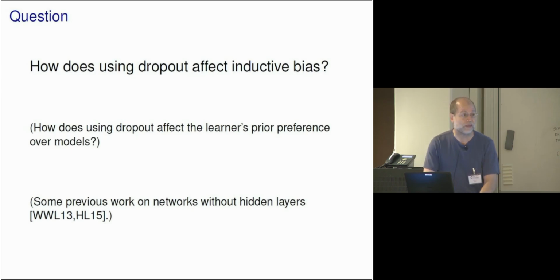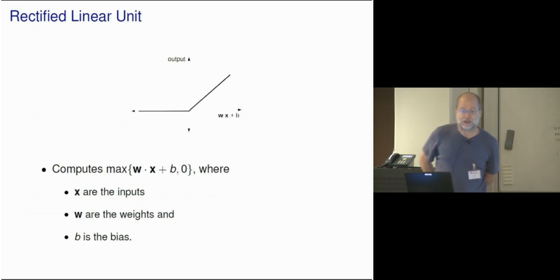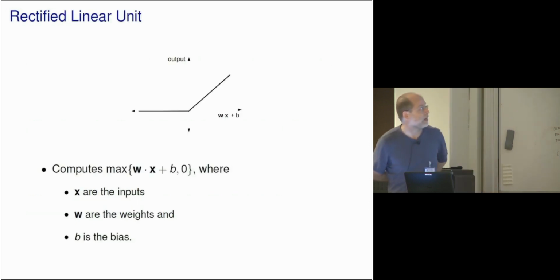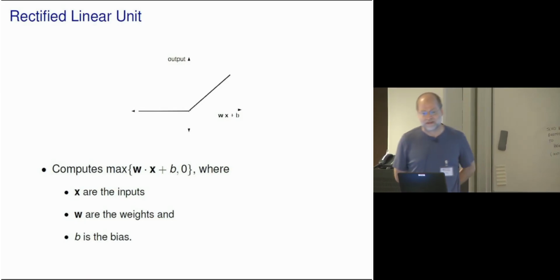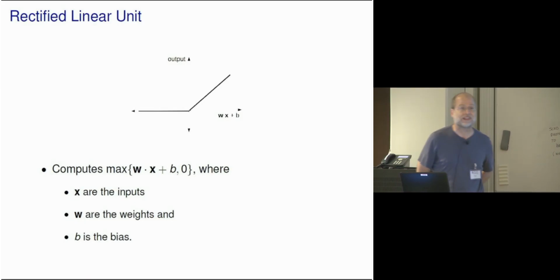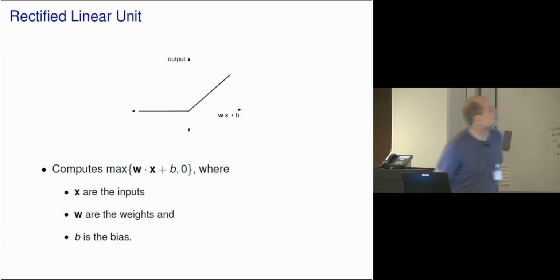This paper is about this question in the context of deep networks. Two previous papers studied this question for networks without any hidden layers. Our analysis is about networks of rectified linear units. Each one of these units takes a linear combination of its inputs and then composes it with a function that's plotted there.